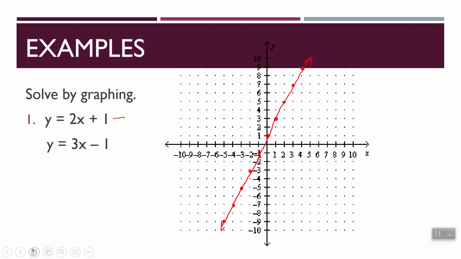My next equation I'll just do in a different color. You don't have to, but we've got y equals 3x minus 1. So we're going to start down at negative 1, and I'm going to go up 3 over 1. And remember, we want to continue that pattern in both directions. Oops, I think I just went down 2 there.